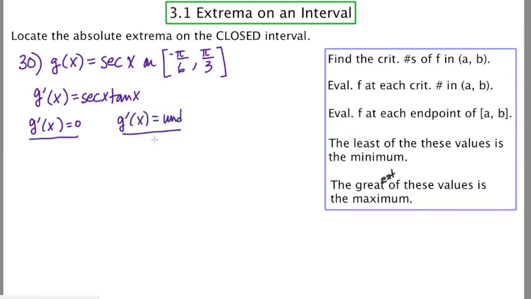Well, I think I'm going to look at the undefined portion of this answer first, because I'm thinking, where are the asymptotes, where are the things for x that we're going to exclude? And those are going to be at pi over 2 and 3 pi over 2.